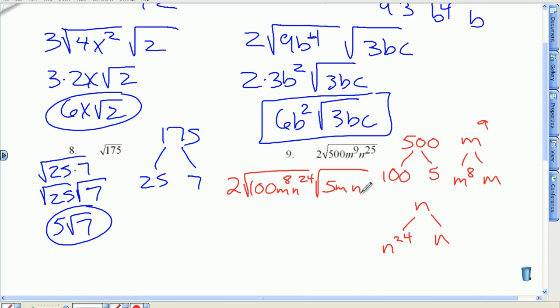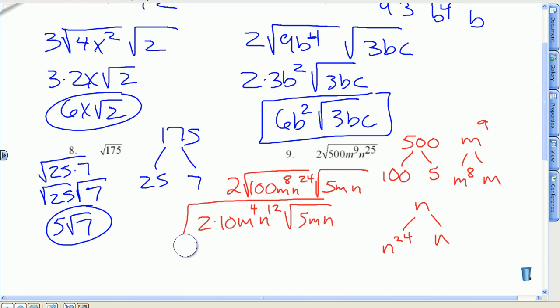So I do it. Square root of 100 is 10, m to the 8th is m to the 4th, n to the 24th is n to the 12th. The 5mn is stuck in limbo there because we cannot take the square root of it. Look at me, I almost boxed that up. What did I forget to do? Take a look. Final answer, 20m to the 4th, n to the 12th, radical 5mn. That should be a 12 here, looking a little bit messy.